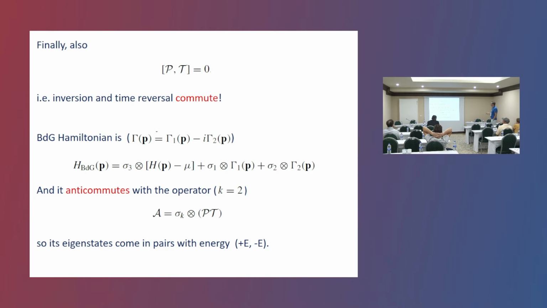So if I look at my Bogoliubov-de Gennes Hamiltonian now, which I rewrote just slightly differently than before, it's the same thing. I just rewrote it in terms of these blocks, sigma 3, sigma 1, sigma 2. Right? These are the superconducting terms. These are the normal terms.